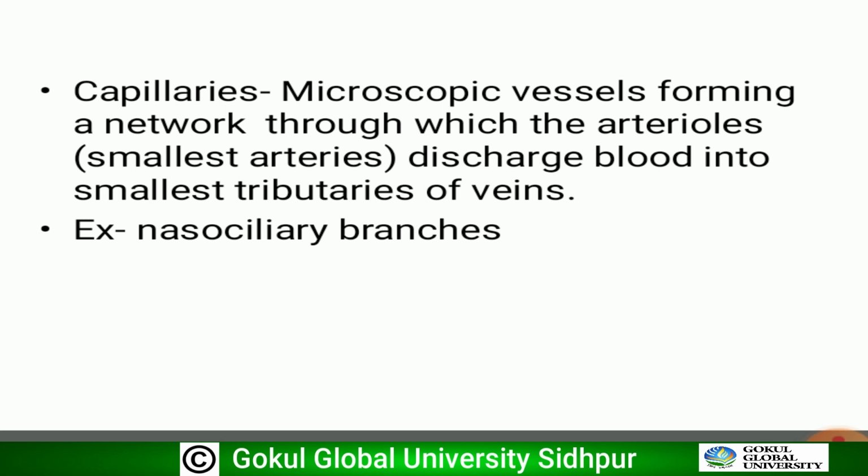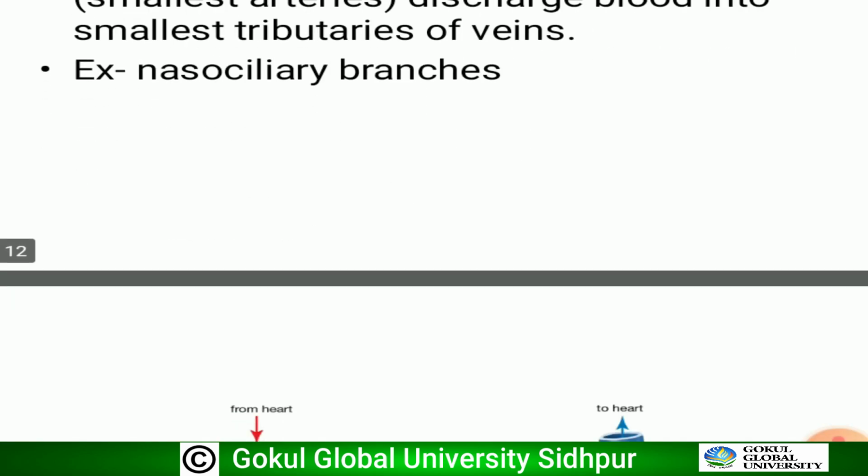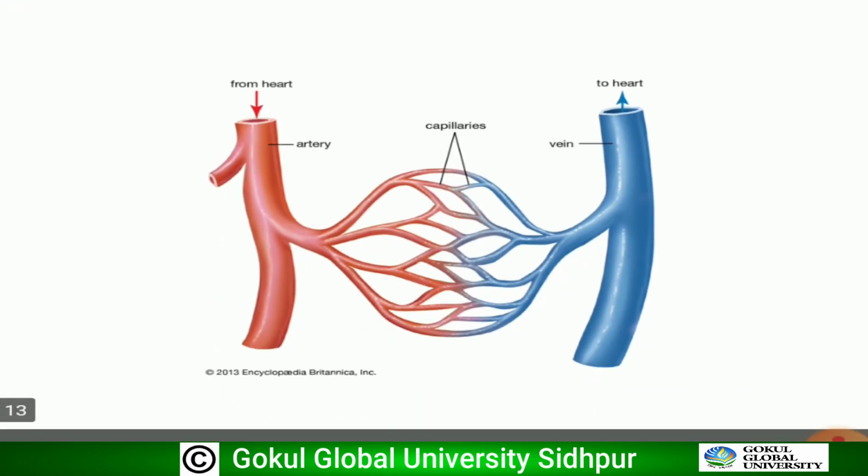Capillaries, microscopic vessels forming a network through which the arterioles, smallest arteries, discharge blood into smallest tributaries of veins. Example, nasociliary branches. In severe rhinitis, wire sneezing, etc., sometimes we get a little bit of blood with sputum or nasal discharge. So don't worry, at that time there will be rupture of nasociliary branches of veins, okay, capillaries. Capillary diagram.